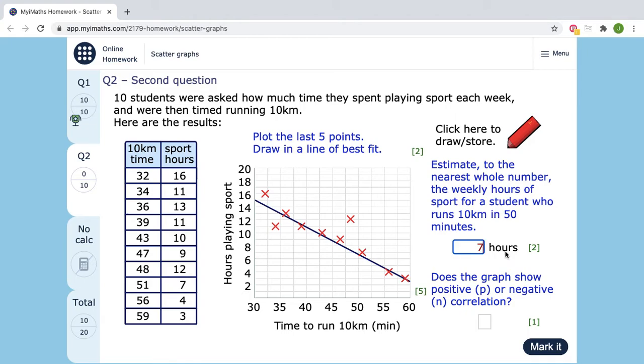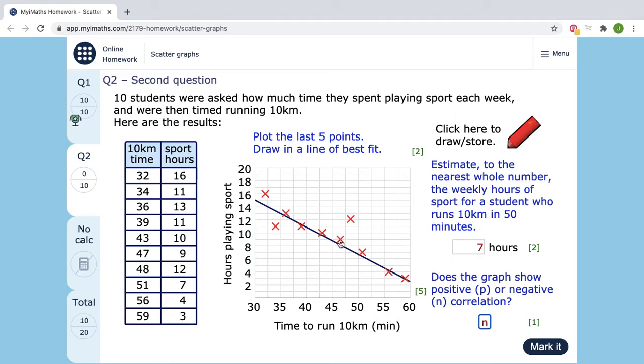Okay, so does the graph show positive or negative correlation? So because it's going downhill from left to right, so as the time to run increases, then the hours playing sport decreases, then that's negative correlation. And once again, that's as we would expect it. If you spend a lot of hours playing sport, you get a lot of practice, and then the time it takes you to run 10 kilometers should go down.